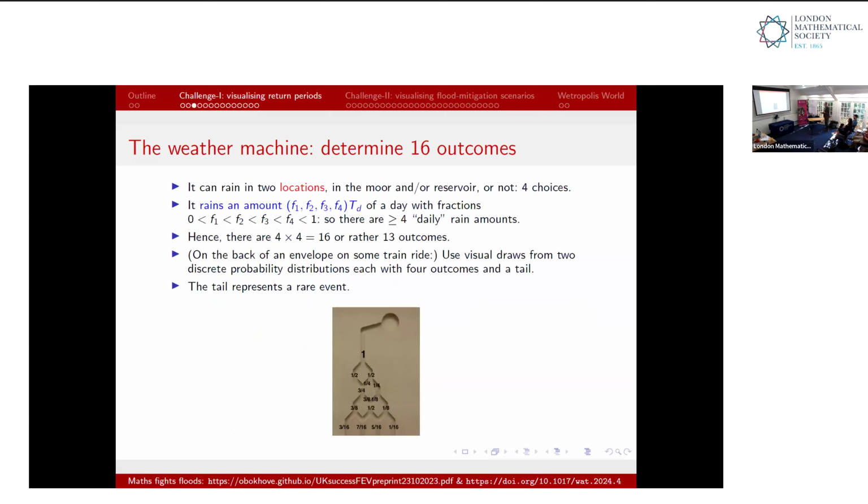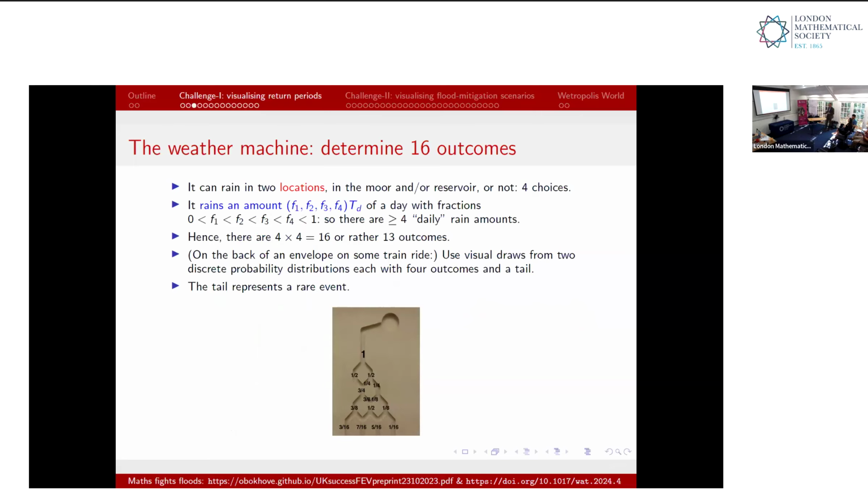So how is rainfall put into Metropolis? What I've done here, the weather machine. How do I determine these 4 times 4 outcomes, right? 4 for location, 4 for rainfall. Or actually, there are rather 13 outcomes. You should have remarked, because if there is no rain, F1, F2, F3, and F4 don't matter, right? So there are really 13 outcomes.